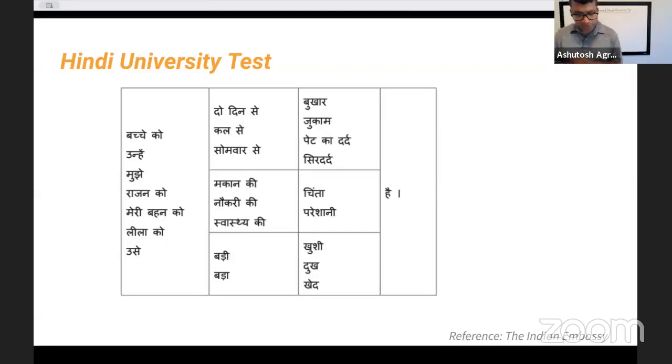Okay, Radhika ji, will start with you. Your 3 sentences. And if you need more time, that's totally okay. बच्चे को 2 दिन से बुखार है. Okay, one more time. बच्चे को 2 दिन से बुखार है. Okay, the next one. लीला को नौकरी की चिंता है. Okay, very good. Third one. मेरी बहन को बड़ी खुशी है. I'll take that one. Thank you.